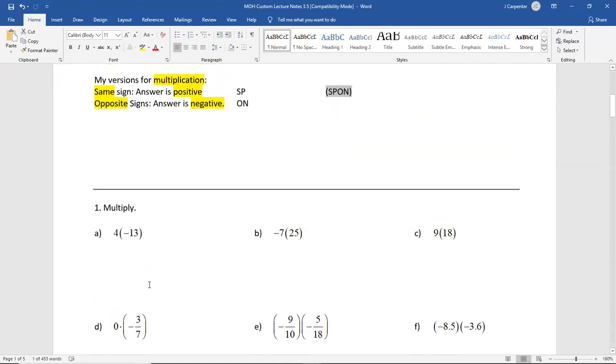All right, so let's knock out some of these. We're not going to do all 6 of these. 4 times negative 13. Let me pull my annotate on.